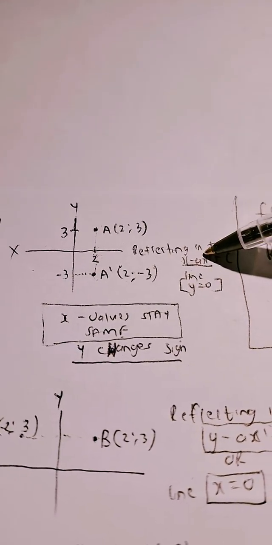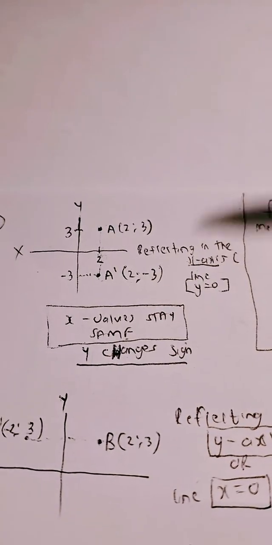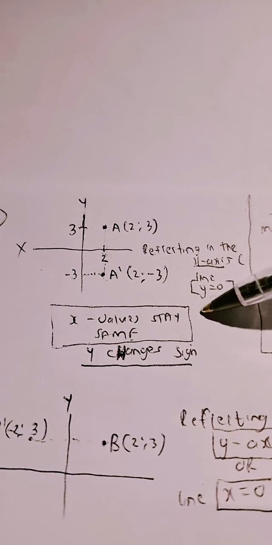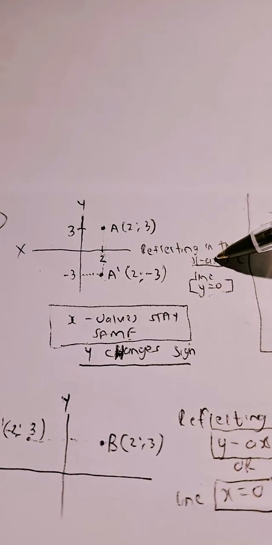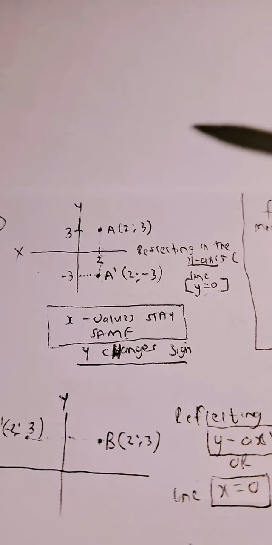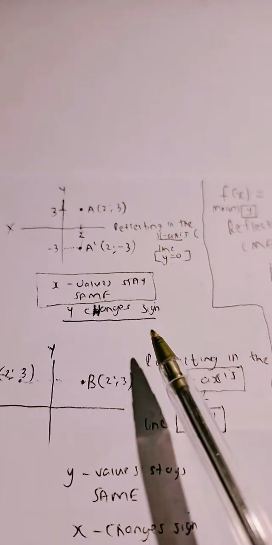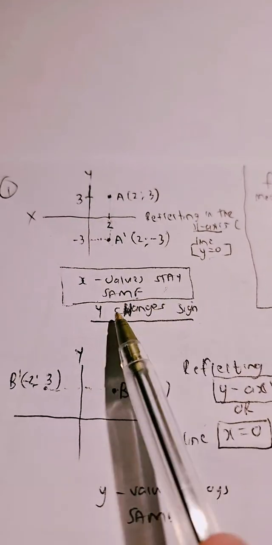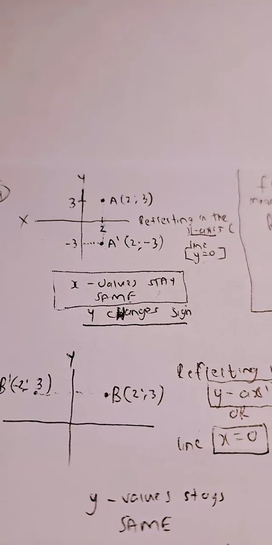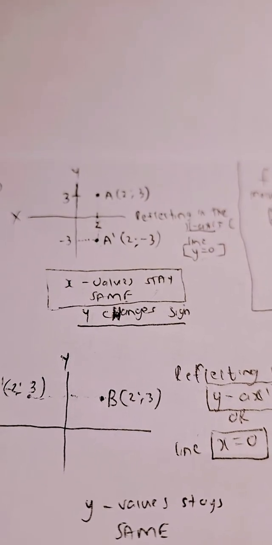Guys, reflection in the x-axis. Remember, the x-axis has an equation, which is y is equal to 0. That is the same thing. So if we say reflection in the x-axis or reflection in the line y is equal to 0, we are still talking about reflection in the x-axis. Fundamental concept: x stays the same, y changes its sign. So this is when we are applying reflection to a point.